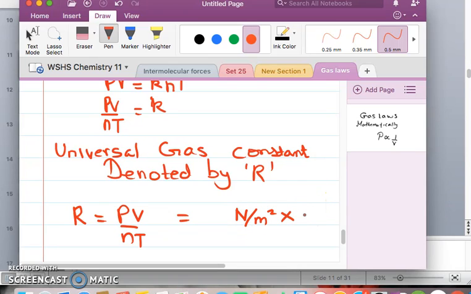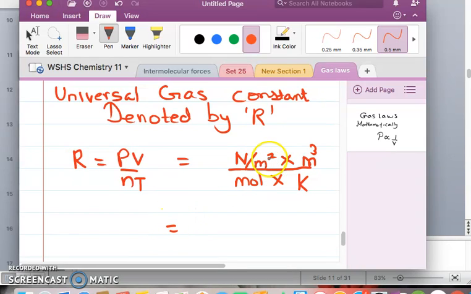Volume? Volume is length times length times length, meter cube. Thank you. What about number of moles? What's the unit for that? Mole. Who said that? Good work, Rudy. Times temperature. Good. If someone would have said Celsius, I would have flipped.